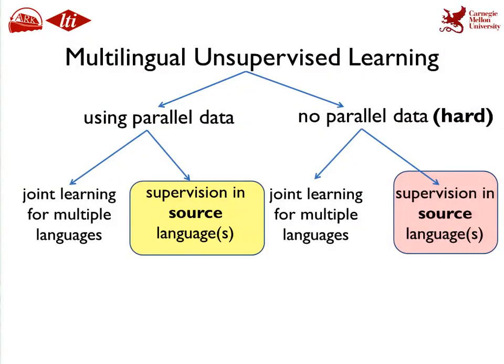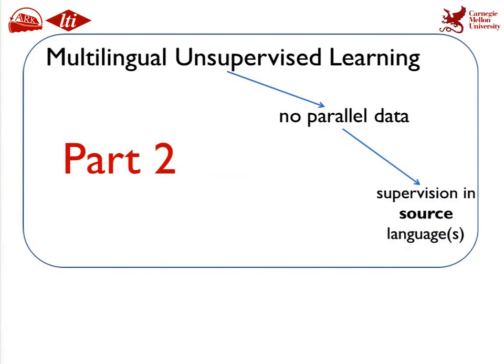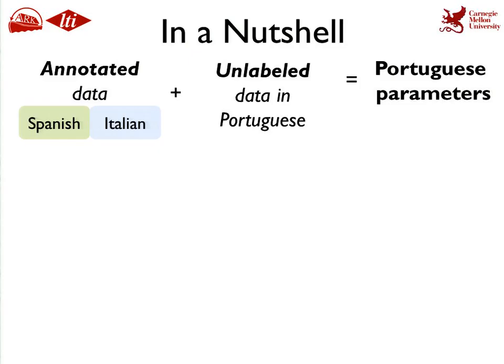Okay, so this is the hierarchy, and this is technically more interesting than what we saw so far. Basically the setup where we have no parallel data and we have supervision in source languages. We're trying to induce structure for a target language. Okay, so this is the setup. We have annotated data in some helper languages, for example Spanish and Italian over here, and the unlabeled data is in our target language, for example Portuguese. And the end product that we want is the set of Portuguese parameters for a particular task.